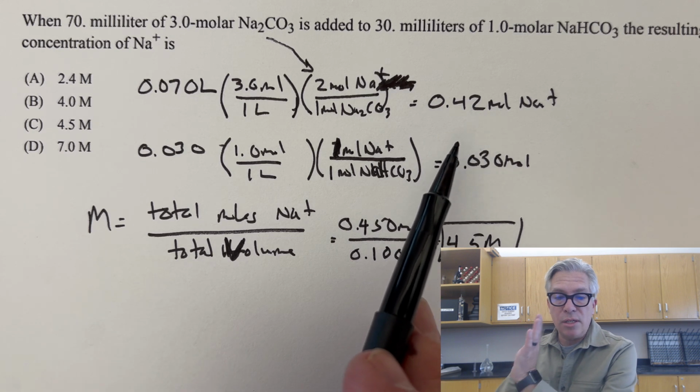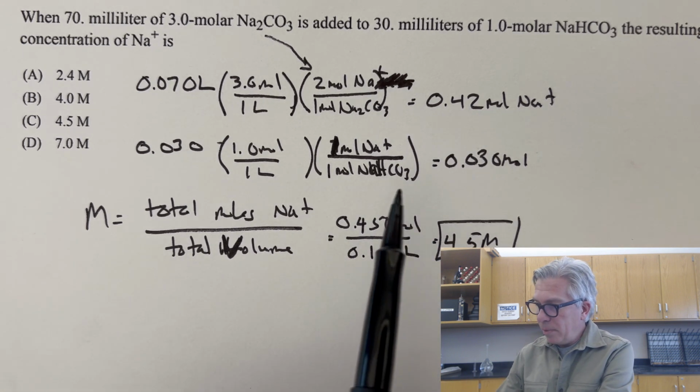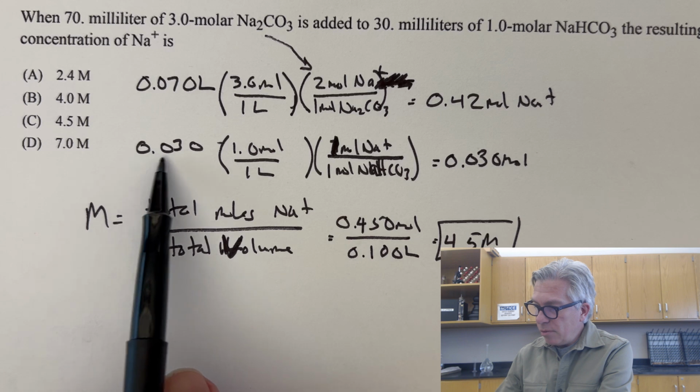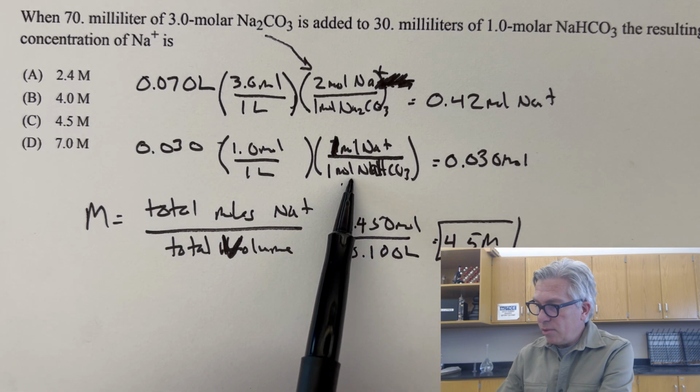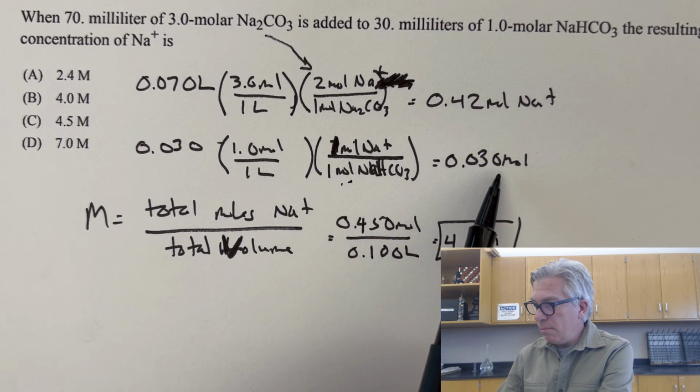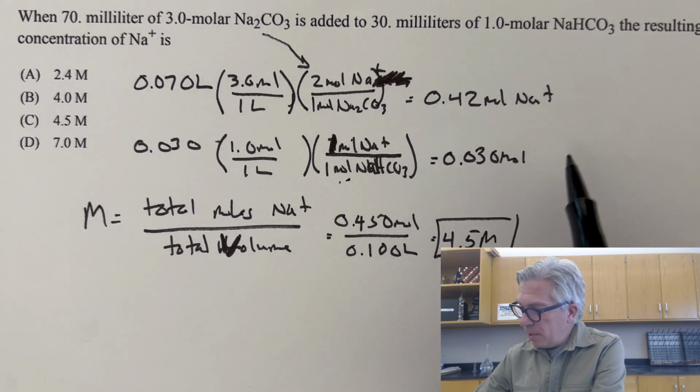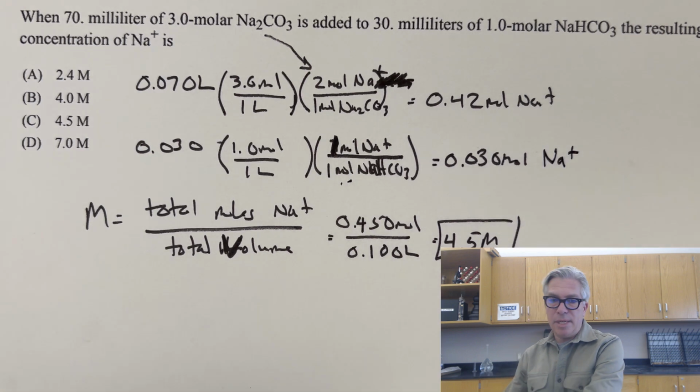I'm just stopping at moles. I just want to get the moles that are actually there. The other one, same idea, 0.03 times 1. And this one only has 1 mole of sodium for 1 mole of sodium bicarbonate. So it's 0.03 moles of sodium for the second solution. And then we're going to dump them together.